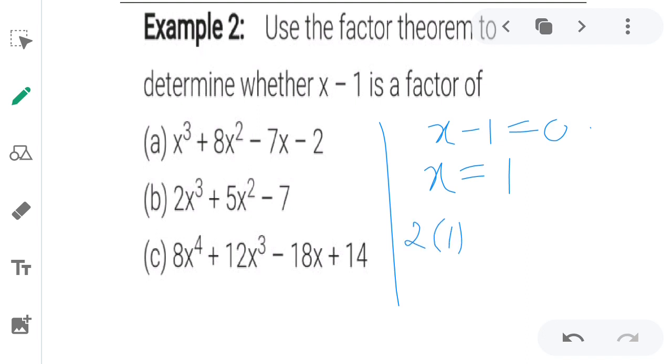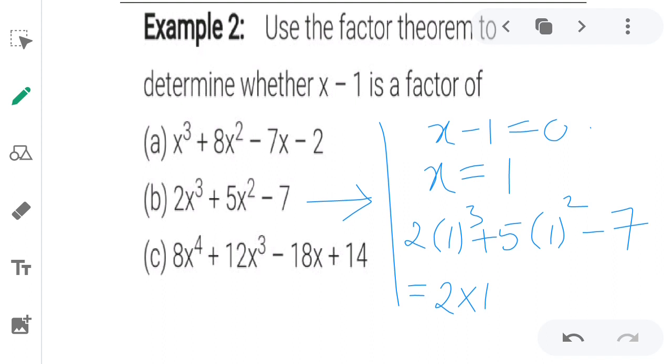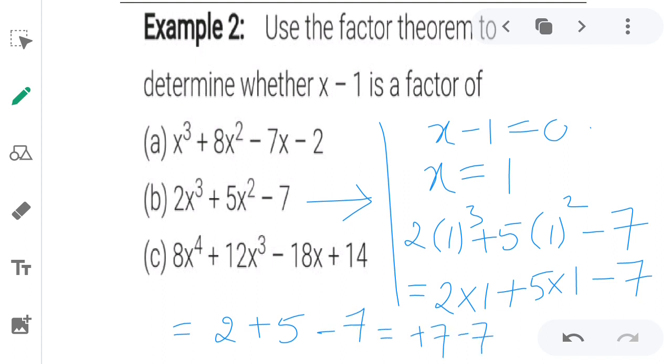Now 2x cube, in the sense 1 cube for this problem, plus 5 into 1 square minus 7. Now 2 into 1 cube is 2, plus 5 into 1 is 5, minus 7. So 2 plus 5 is 7, minus 7, cancel, we'll get 0. So can I say x minus 1 is a factor of 2x cube plus 5x square minus 7? Yes, we can say, because when you replace x with 1, the result obtained is 0.